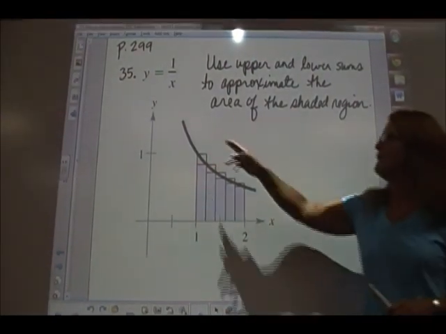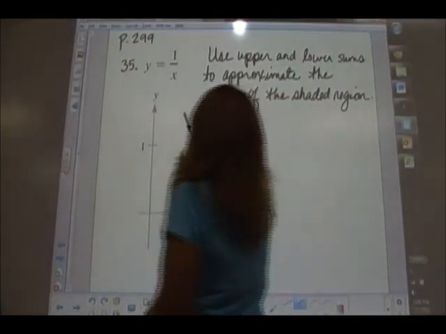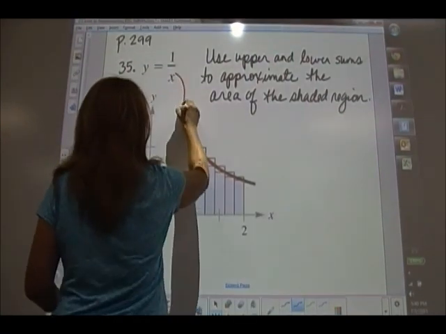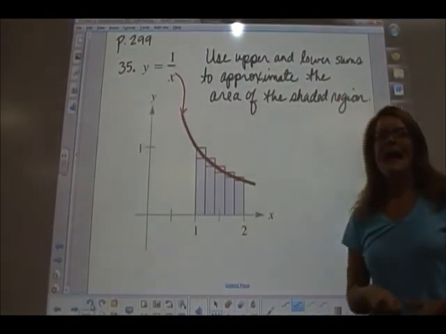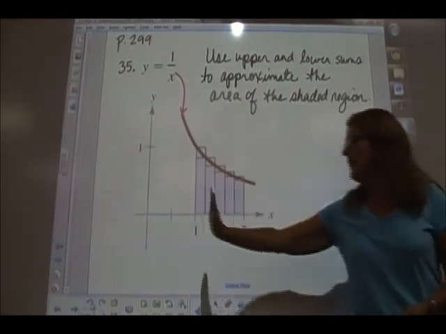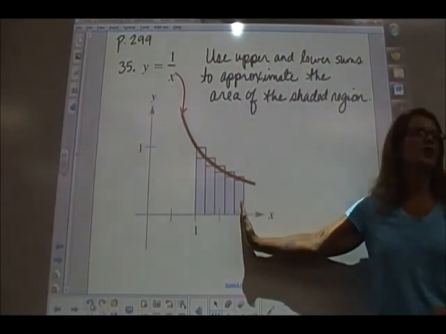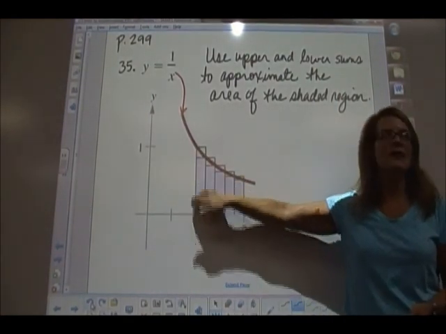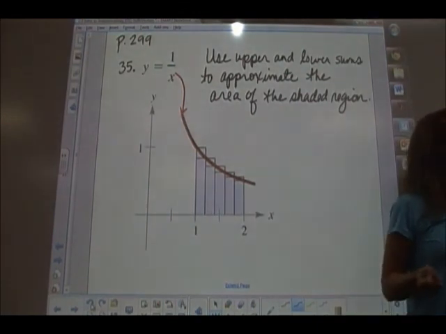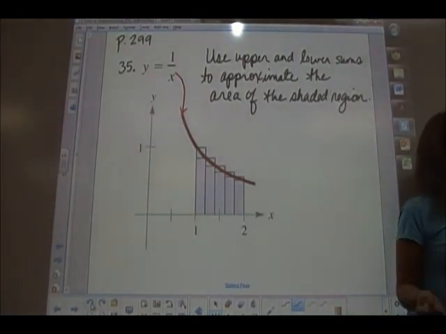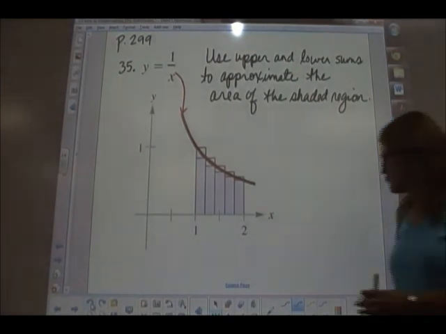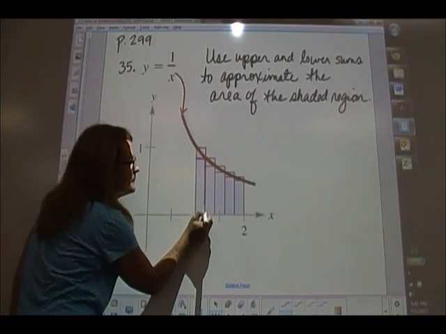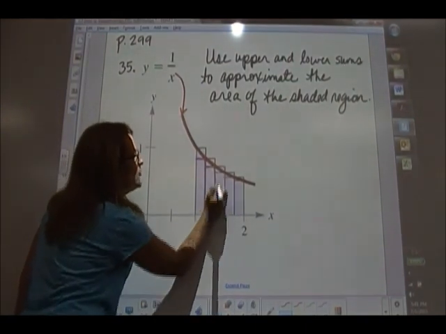So here I've got the function y equals 1 over x. There it is right there. It is marked off between x equals 1 and x equals 2. And below this red curve, I've got a shaded region. But you notice that there's a couple of different types of rectangles drawn. There's rectangles that are drawn below the curve. Do you see them? The purple ones are below the curve.